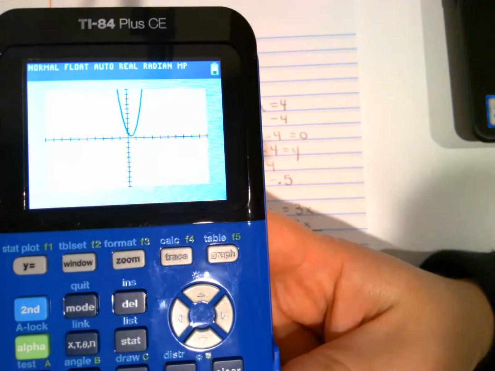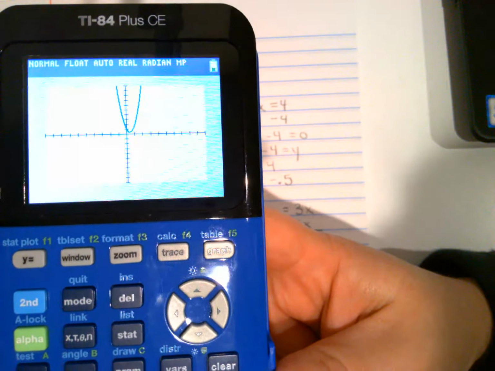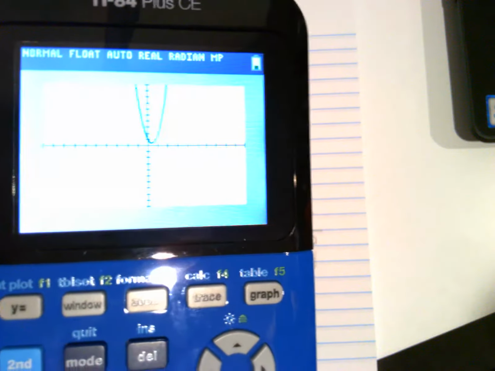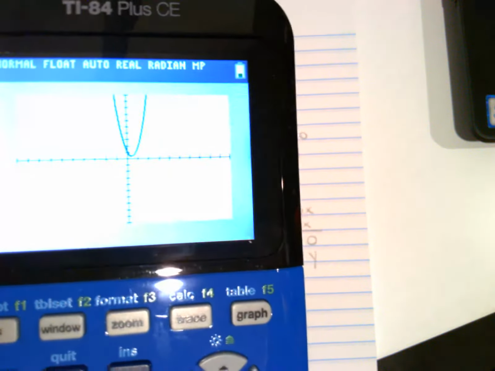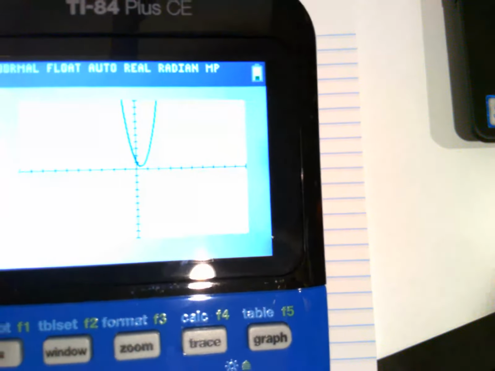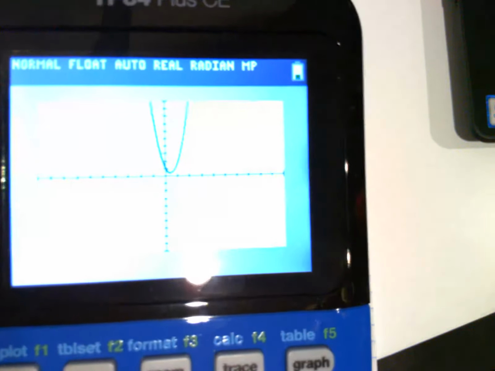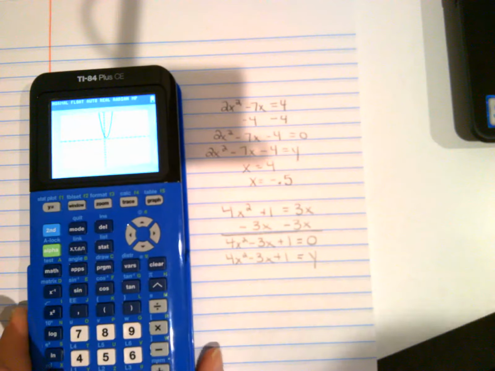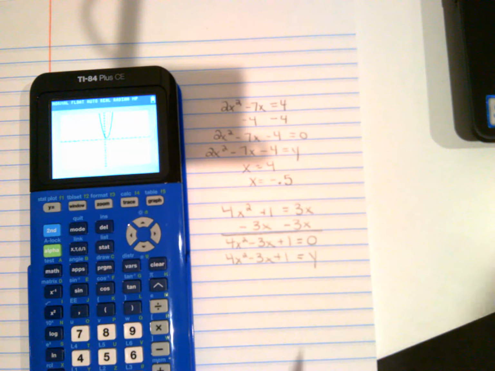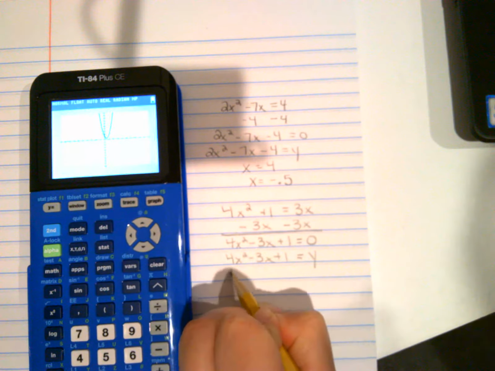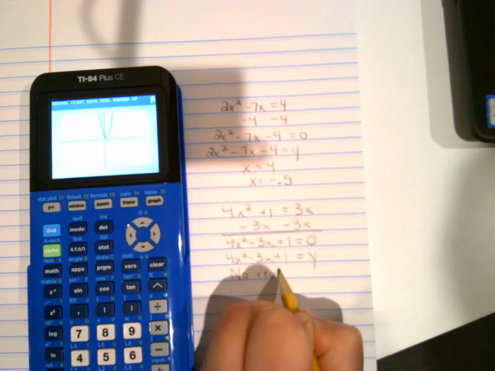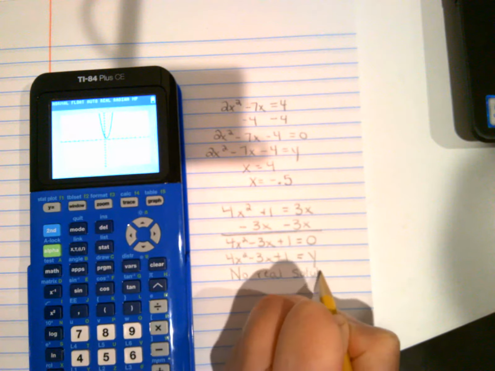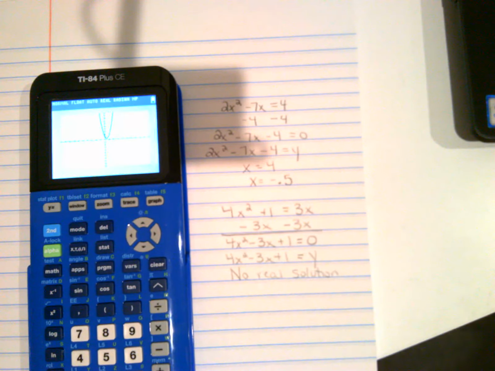So it does not. So that means that if we were to find the discriminant of this equation, it would have two non-real answers. So they wouldn't be real numbers. It would be a negative discriminant. So for our answer here, because it doesn't cross over the x-axis, we are going to put no real solution because it does not cross over that x-axis.